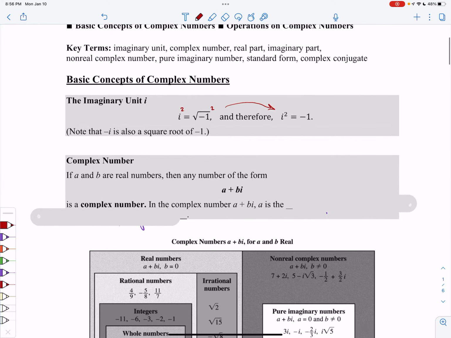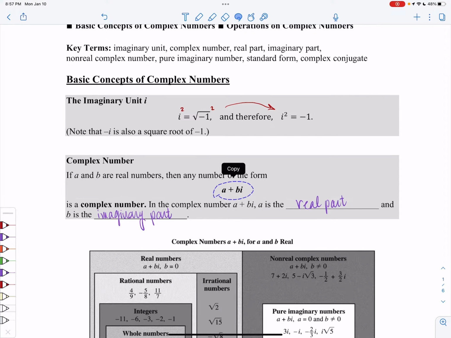So what we deal with in order to talk about complex numbers is that a complex number is made up of two different types of numbers. We're combining, first of all, a real number with an imaginary number. And that's what you see right here. The a part is the real part, and the b part is the imaginary part.